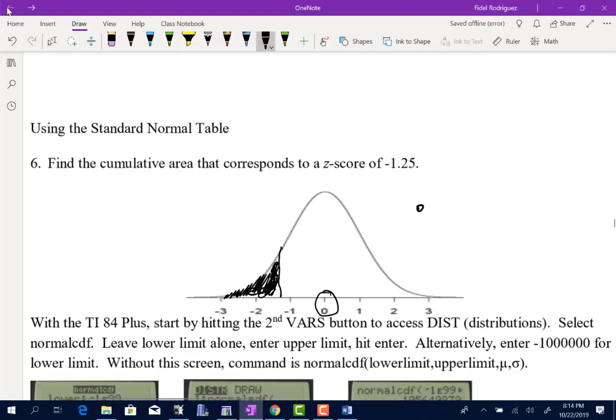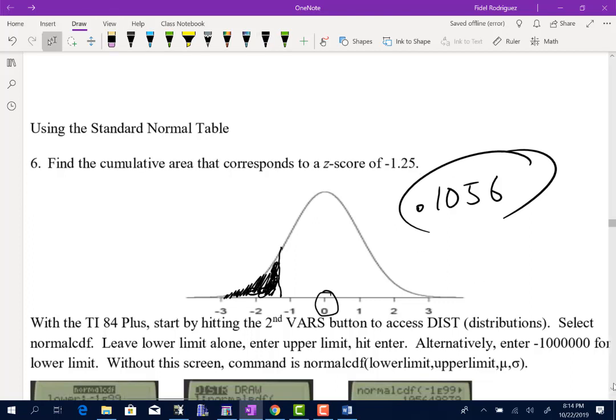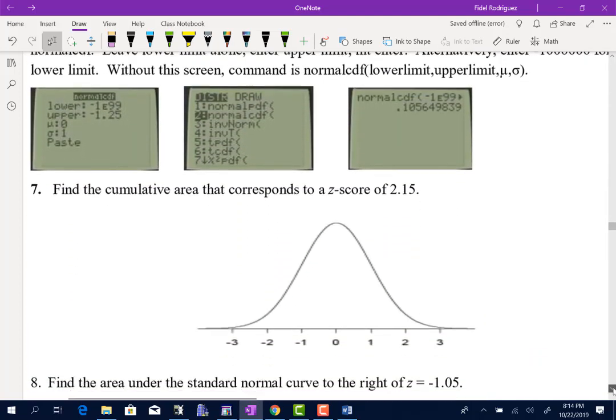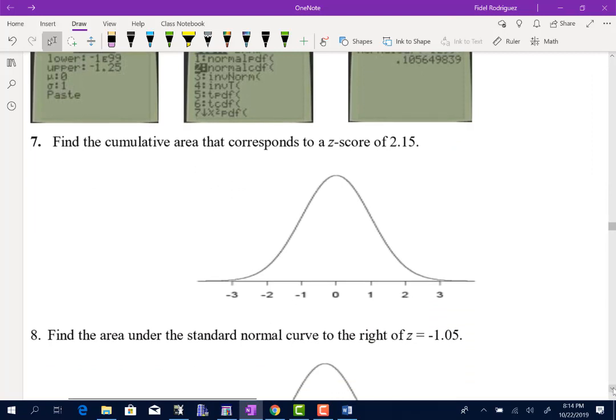Okay, so here's my answer: 0.1056. Does that make sense using the table? Okay, so guys, let's get a little practice using the table. Look at the next one here. It says, find the cumulative area that corresponds to a z-score of 2.15.